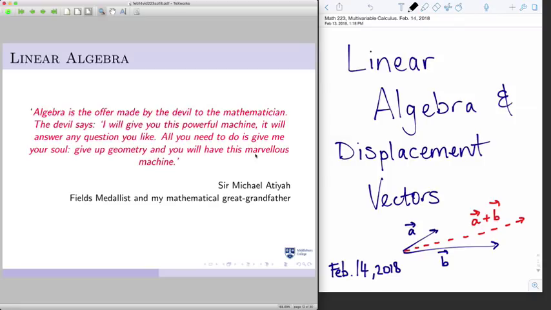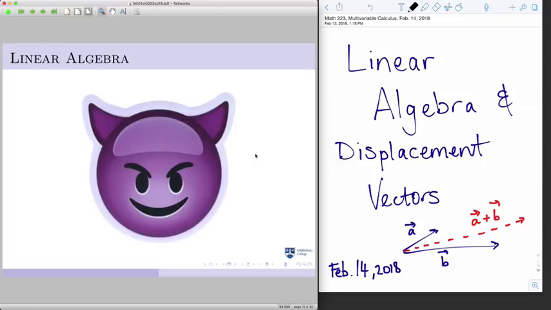Now, here's a great quote by Sir Michael Atiyah, Fields medalist and my mathematical grandfather, and I'll let you have a little read of this on your own.